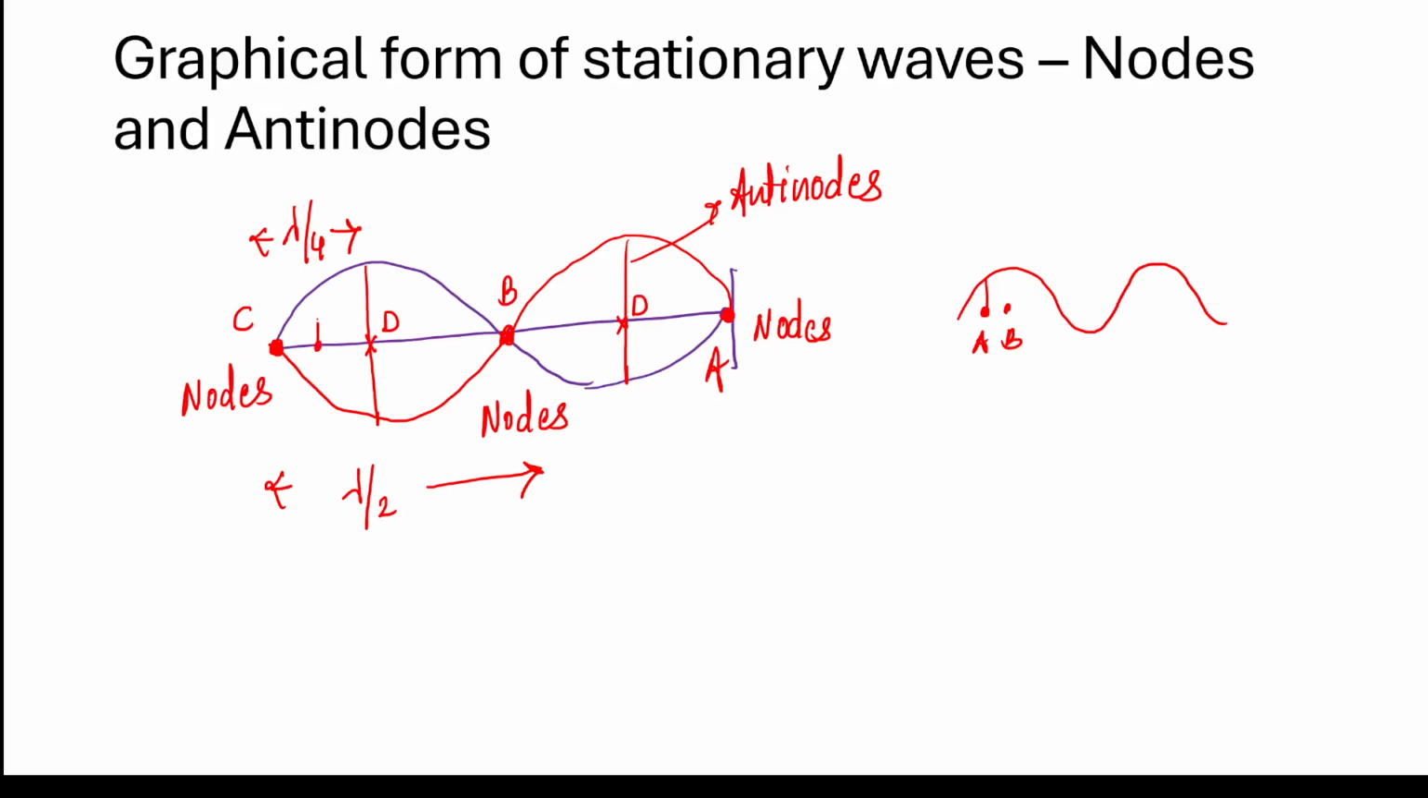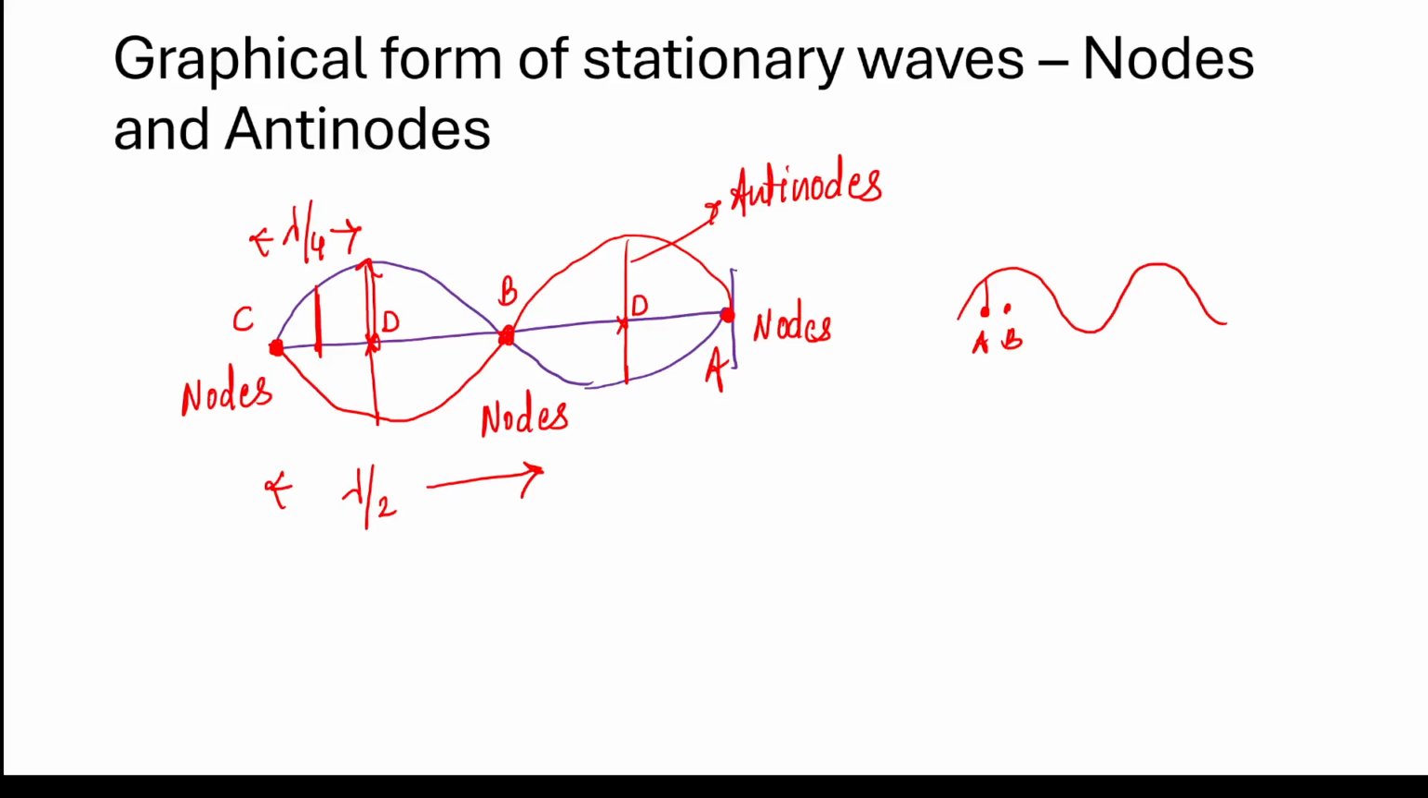Say this one reaches only up to here. The particle at D reaches the maximum height. The particle at B has zero amplitude. So different positions on a stationary wave will have different amplitudes, whereas different positions on a traveling wave will have the same amplitude.